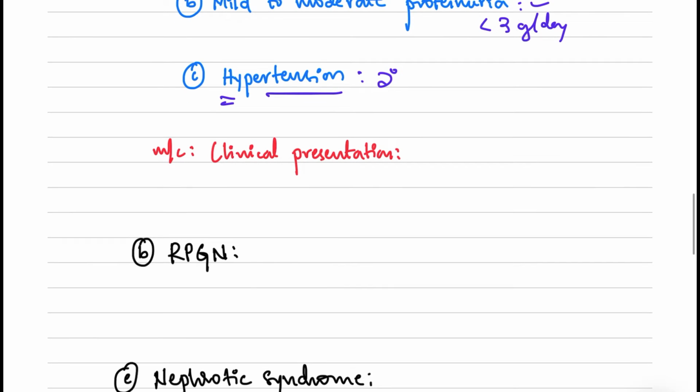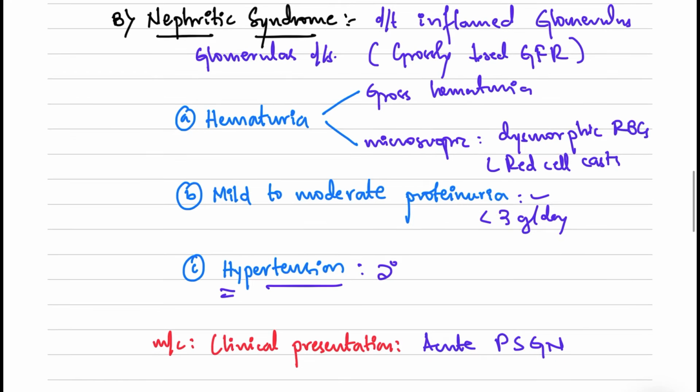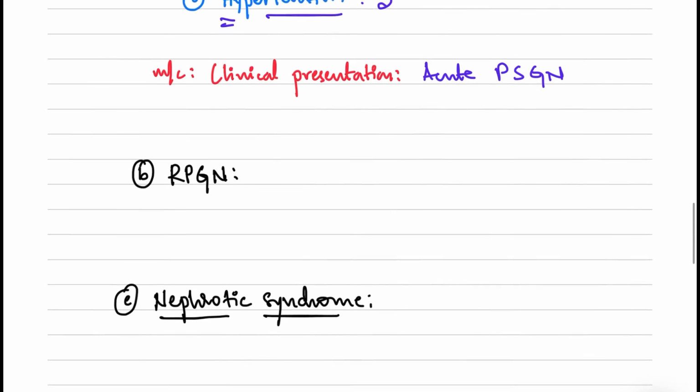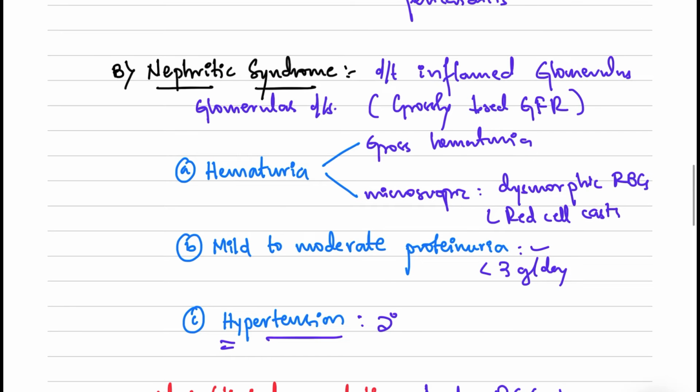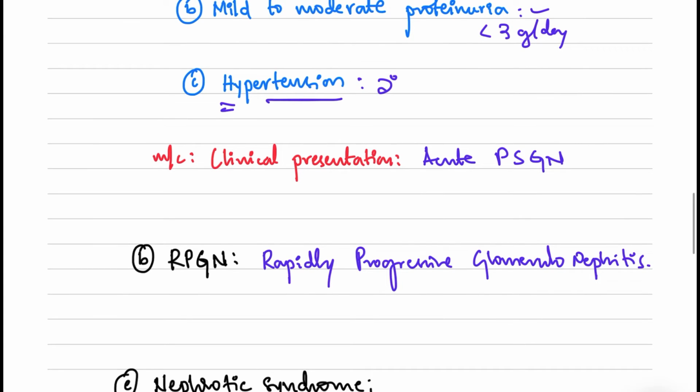What's the most common clinical presentation? We have something known as acute post-streptococcal glomerulonephritis. So after post-streptococcal pharyngitis, after some 1 or 2 weeks, it results in kidney injury, resulting in the nephritic syndrome. The other one is called RPGN, which is nothing but rapidly progressive glomerulonephritis. Don't worry, we are going to discuss each of these topics in detail. So currently, remember, in nephritic syndrome we have 2 clinical presentations: acute post-streptococcal glomerulonephritis, followed by rapidly progressive glomerulonephritis.